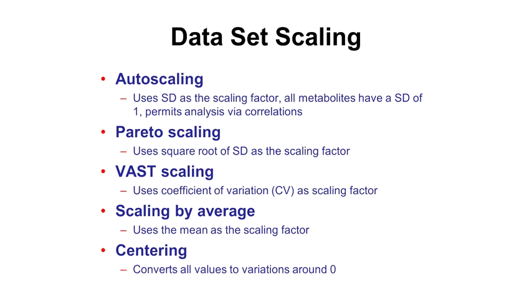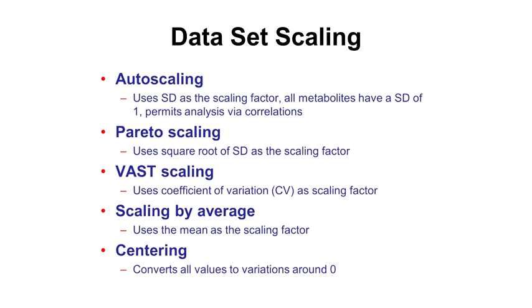With Pareto scaling, we scale by the square root of the standard deviation. In vast scaling, we use the coefficient of variation, which is often called CV, as a scaling factor. We can also scale by average, or the mean of these samples. The other route is centering, where we convert all of the values so that they're centered about 0, so that some things are positive and some are negative. All of these are possible, but there's a general preference to use either auto-scaling or Pareto scaling.